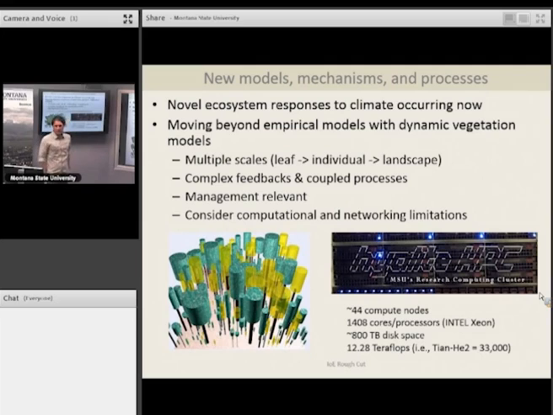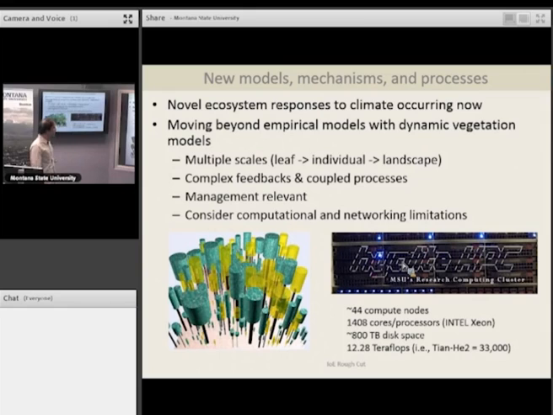And so these models work across multiple spatial scales. They include various feedbacks, which we'll see in some of the presentations coming up. We can make them management relevant by providing information at the species level.